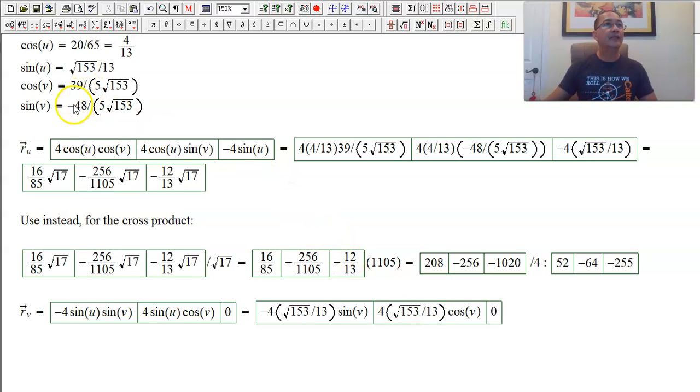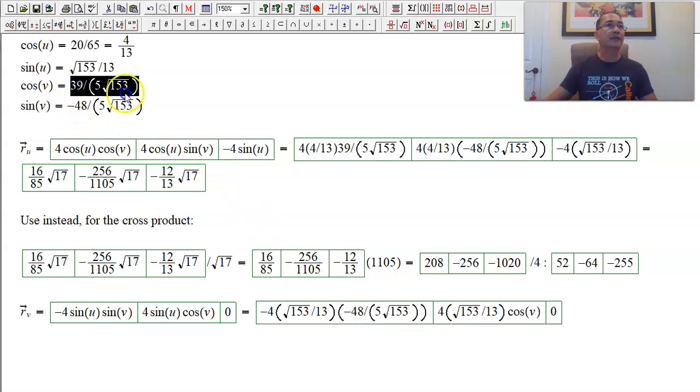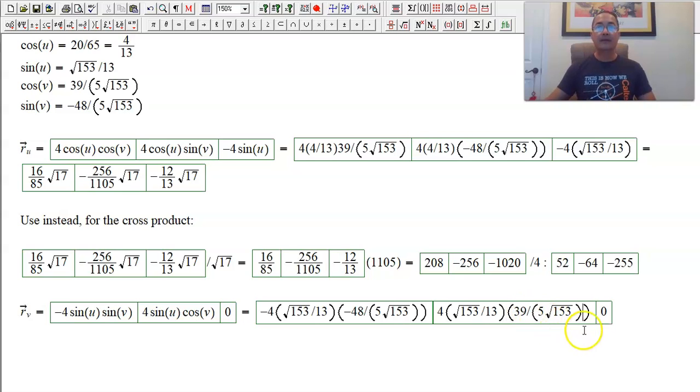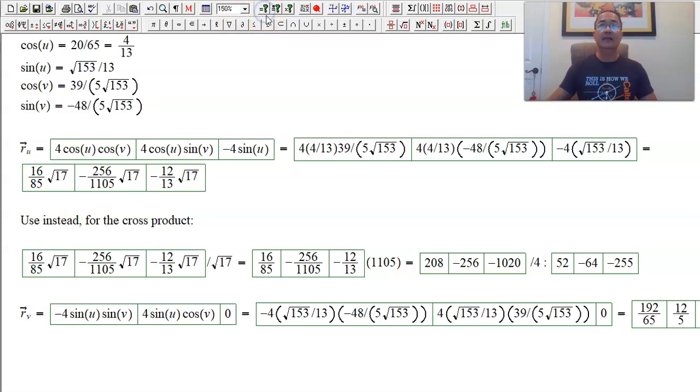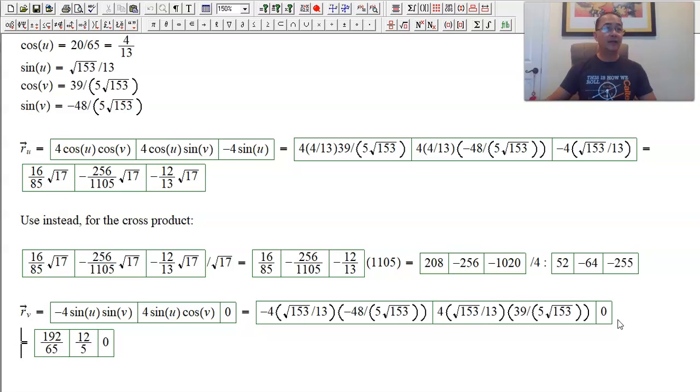Okay, sine of v, we only got one of them, and we got this. Okay, cosine of v, we got this. Okay, great. So, yeah, this time the radical 153s cancel out naturally. So there we go. We got 192 over 65, 12 over 5.